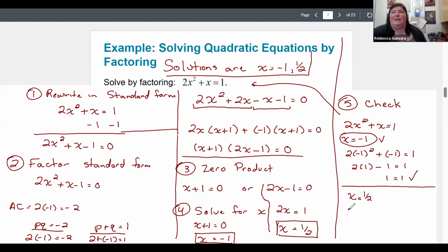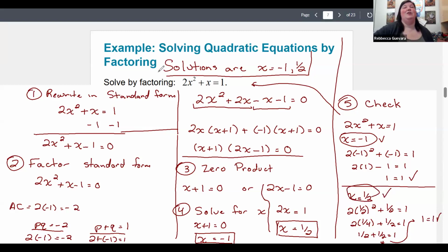If x was 1/2, then I have 2 times 1/2 squared plus 1/2 equals 1, which is 2 times 1/4 plus 1/2 equals 1, which is 1/2 plus 1/2 equals 1. And we end up with 1 equals 1 again, meaning this was also a correct solution. So we do have the correct solutions up here.